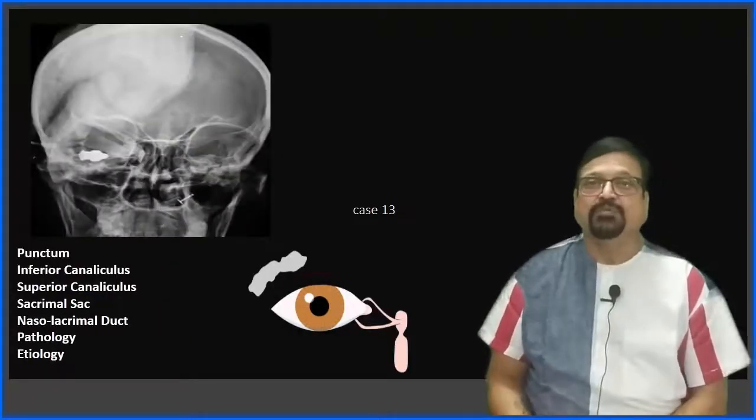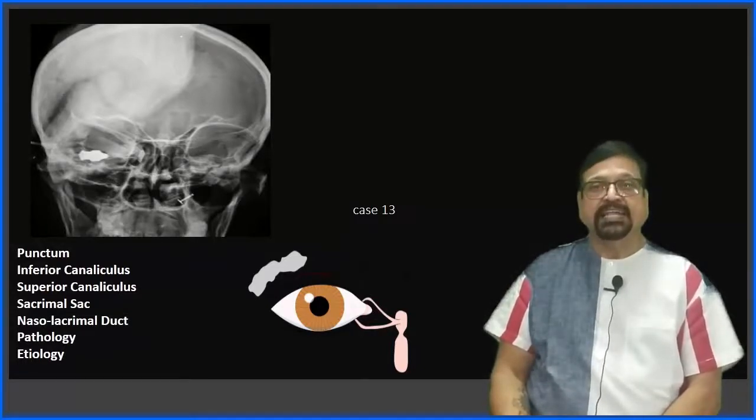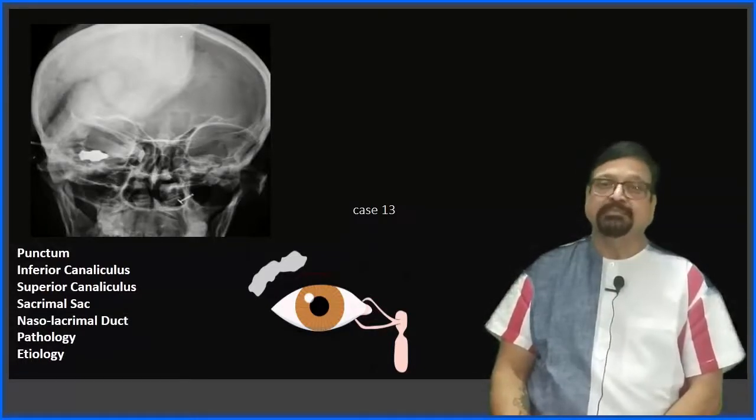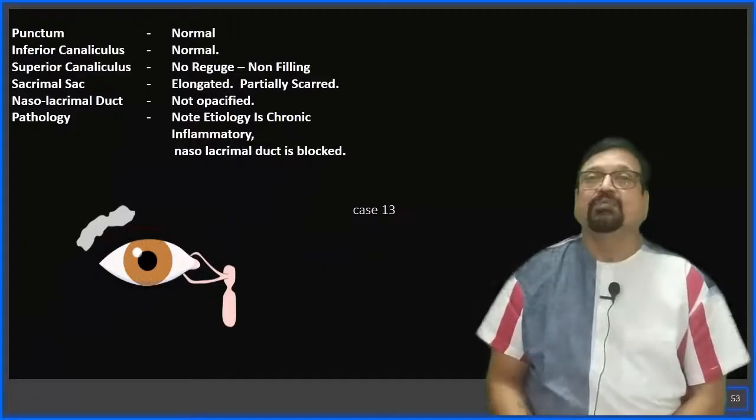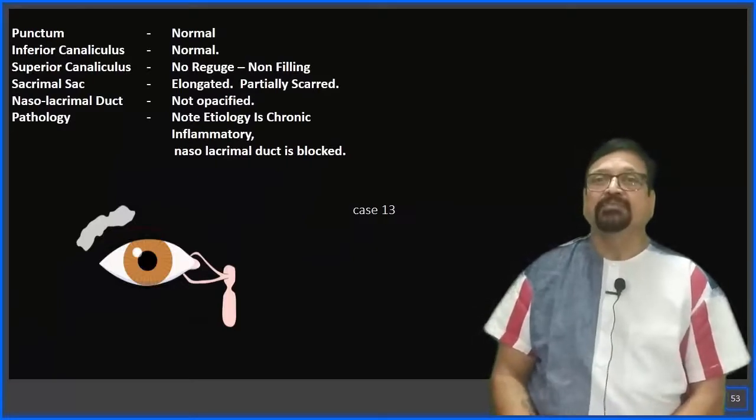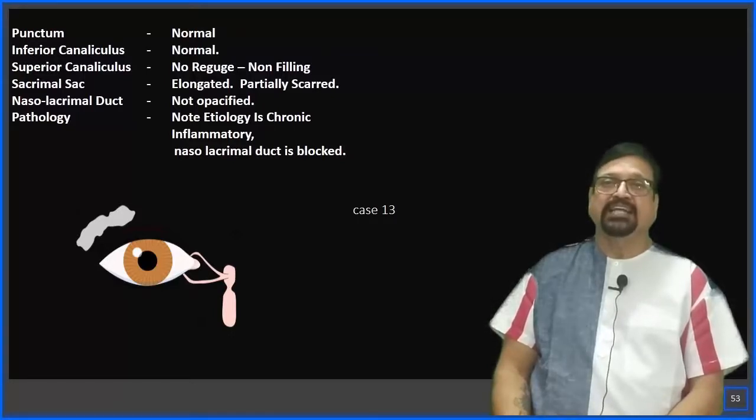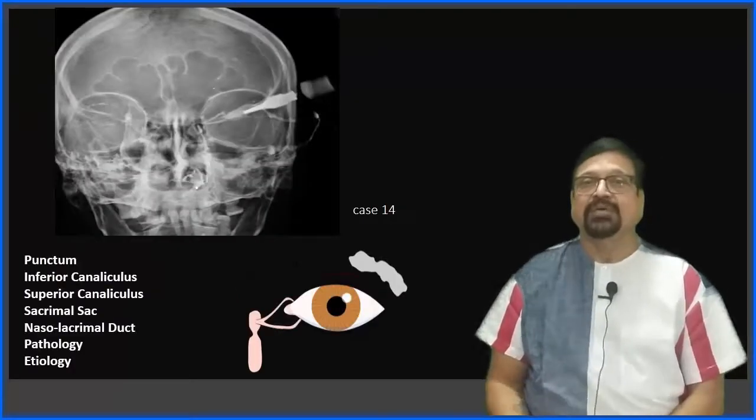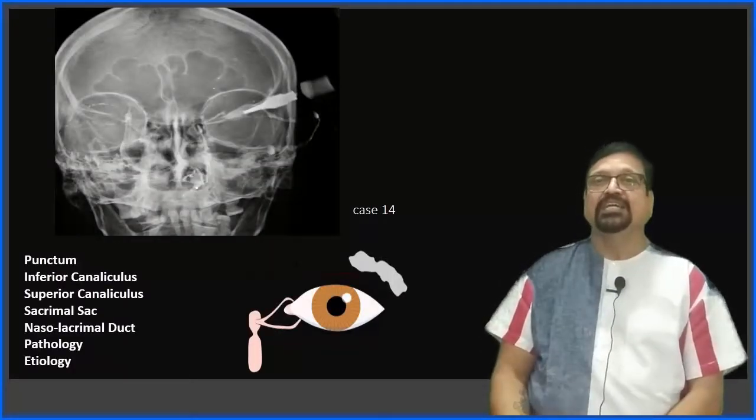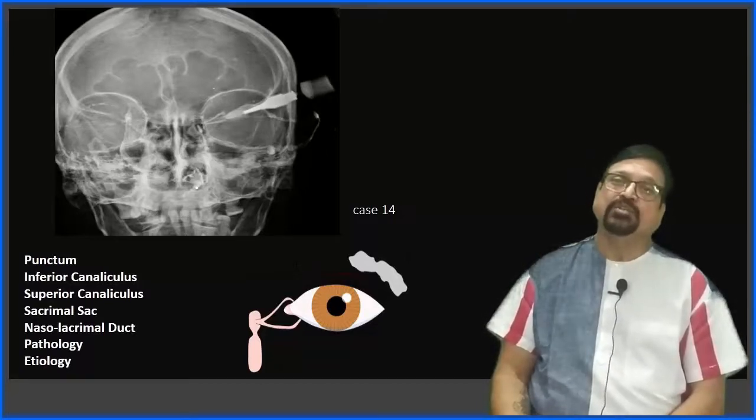Now again, make observation how the sac looks like. Whether you are seeing a superior canaliculus, if you are not seeing, yes, you have to make a mention of it. Then some pathological correlations. What is there is normal punctum, normal canaliculus, no leakage, elongated sac, duct not opacified. Again, there is a block at the nasolacrimal duct. Now, inferior canaliculus, the dye is put through the inferior, but you are seeing also the superior.